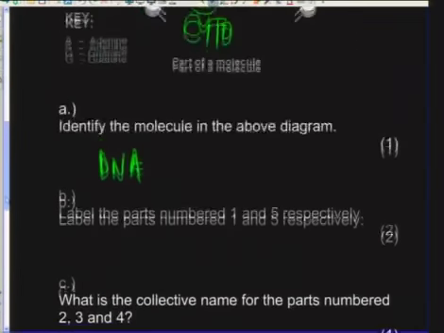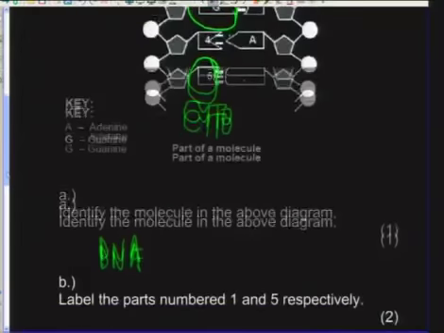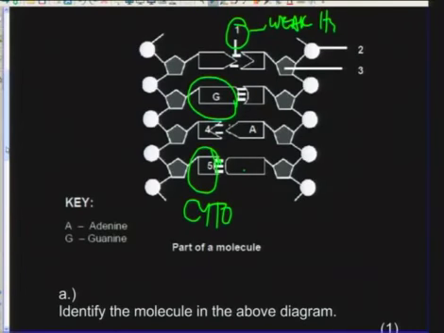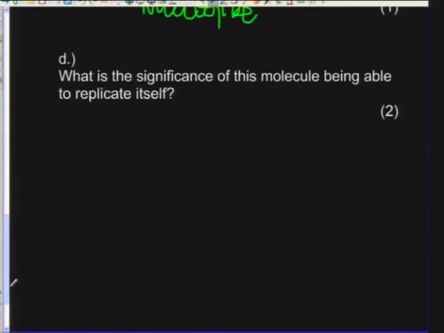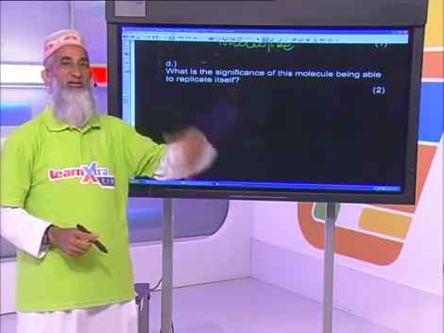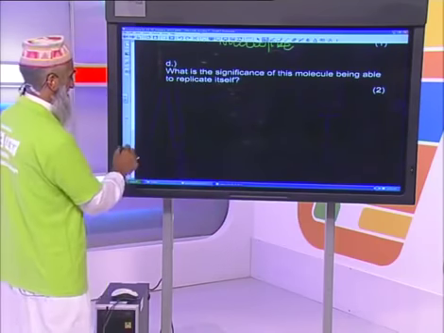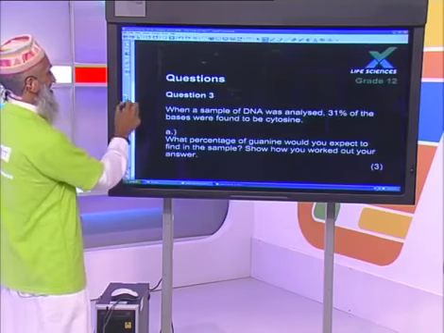What is the collective name for part number 2, 3, and 4? Obviously, without even looking at 2, 3, and 4, I can tell you when I use the word collective in a DNA molecule, it would be a nucleotide. Okay. What is the significance of this molecule being able to replicate itself so that the daughter cells have the same chromosome number and the same DNA as the parent?